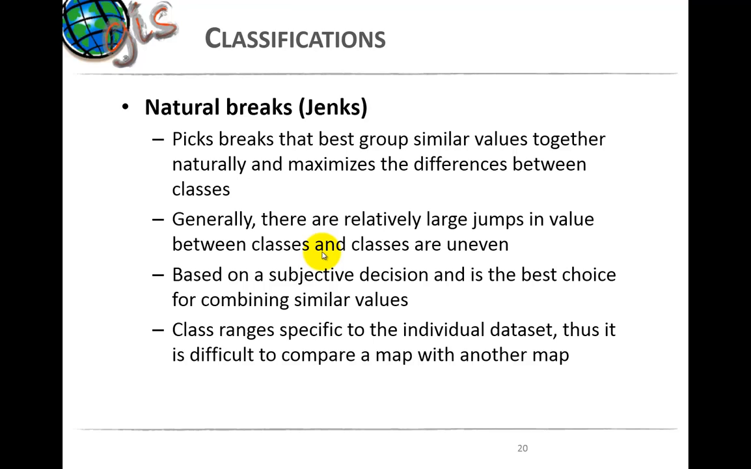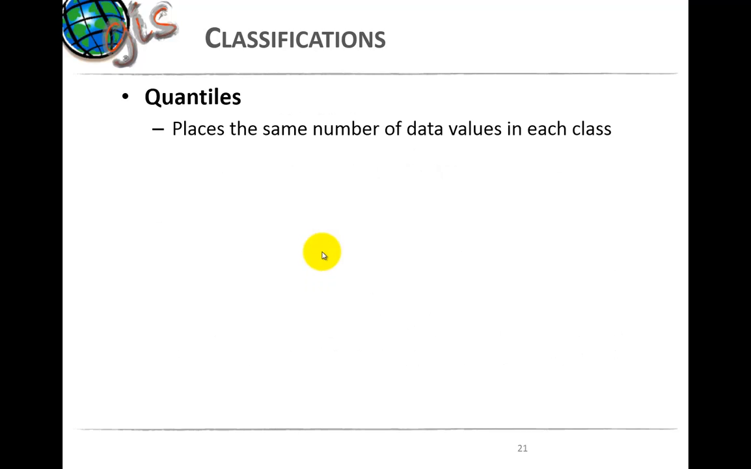So when you actually use natural breaks, since the classes are specific to individual datasets, you cannot really compare across datasets, because those two would not have the same classification or break values.